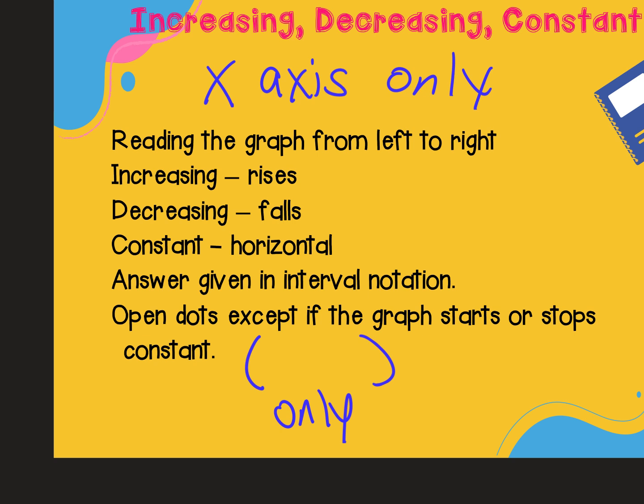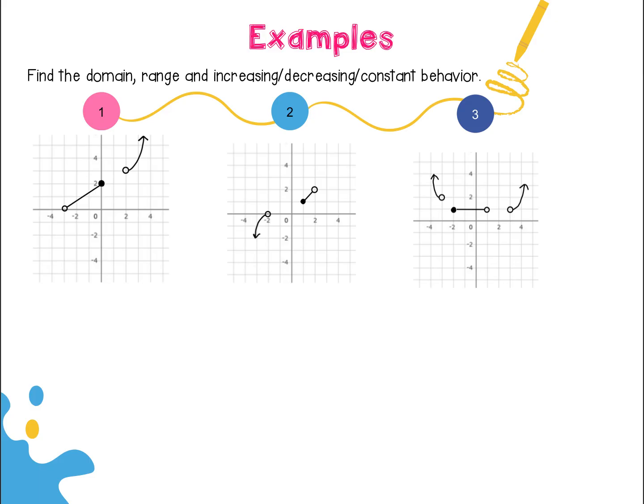Right? As you're reading from left to right, if a graph is increasing, it's going in which direction? Up. If a graph is decreasing, it's going which direction? Down. And if it is constant, it stays flat, horizontal. All right, so that's what we're going to talk about today. Domain and range and intervals of increase, decrease, constant. We'll talk about odd and even functions tomorrow, and we'll talk about finding zeros. But today we're just going to talk about this.